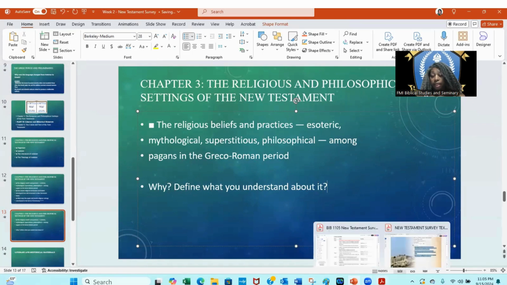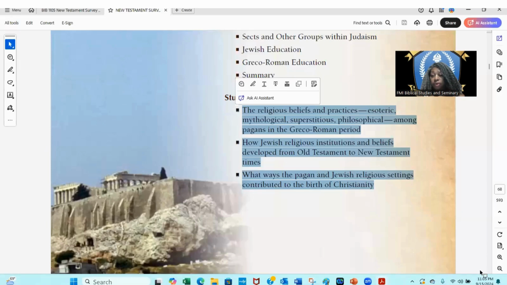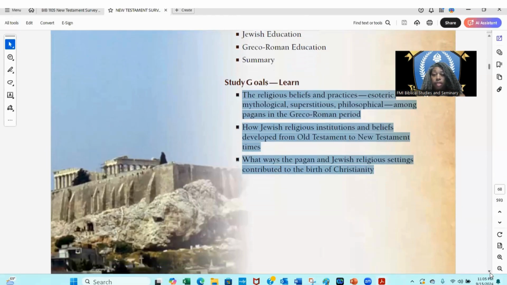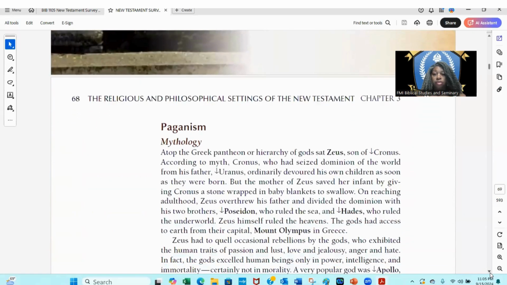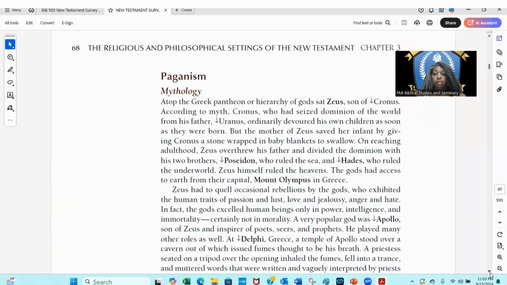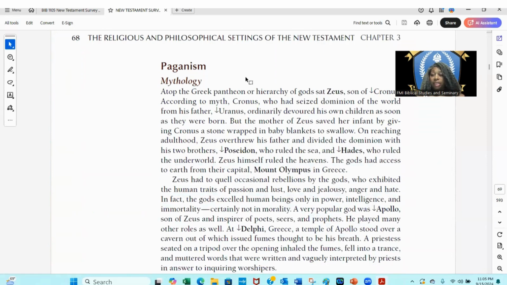Again, we're not reading every little single word, so we get down here and begin with the religious beliefs and practices. The first one they talk about is paganism, which is also mythology, right? We talked about pretty much their worship of other Greek gods. So it talks about the mother of Zeus and how she wrapped her baby in blankets, right?